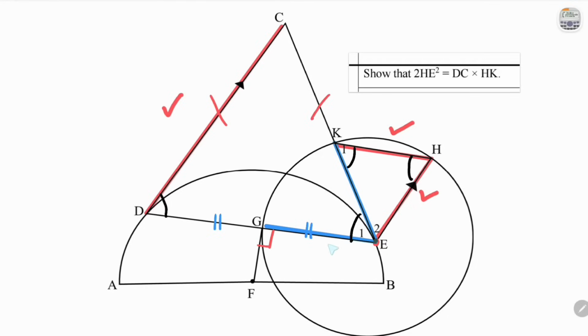So they used this side DE clearly because they used DG and GE. But instead of using it as GE, they said because it's equal to HE, we're just going to call it HE. Okay, so here's the thing. We know now that they use these two. So it's this and this side, and then this and this side.